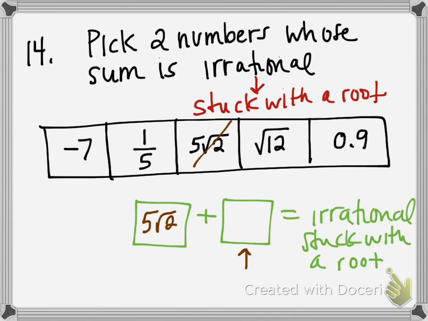For instance, if I pick any of the rationals, like -7 is rational, 1/5 is rational, and 0.9 is rational. If I pick any of these and I throw them in the second box, I can't add two unlikes. For instance, this is irrational and this is rational. So since they are unlike, you can't combine them unless you're using a calculator to estimate your answer.